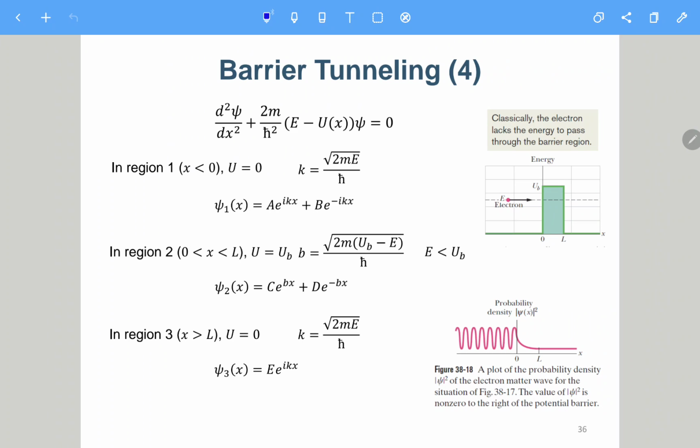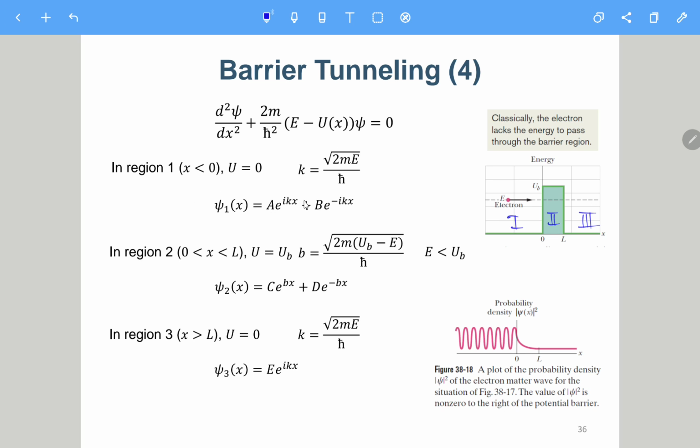So here we try to solve the Schrodinger's equation for the tunneling effect. This is region 1, region 2, region 3, as I just mentioned. For region 1, we have U equals 0 here. This is actually the same as the previous case, so I won't repeat it again. I just assume k to be this term, and then we have the solution to be like this.